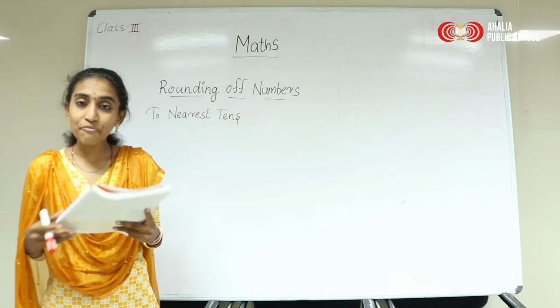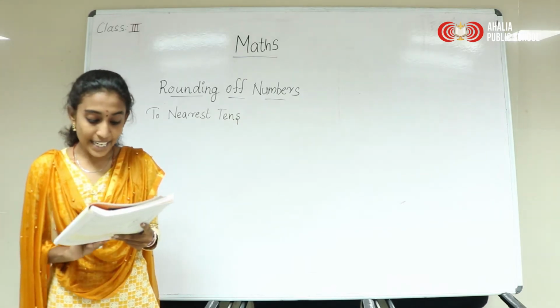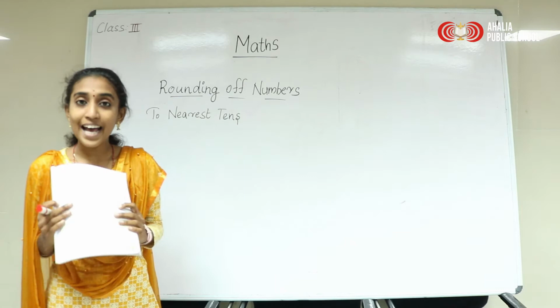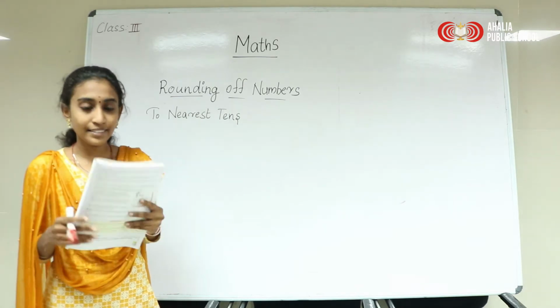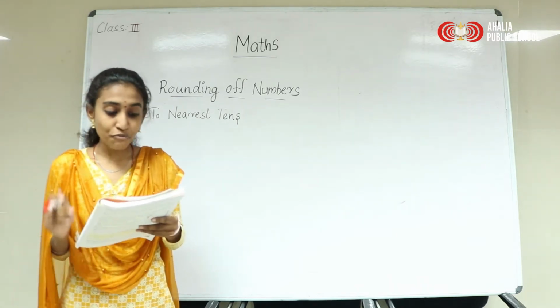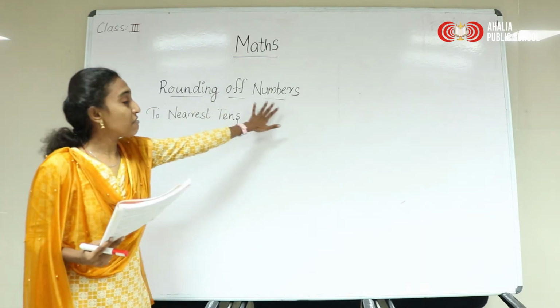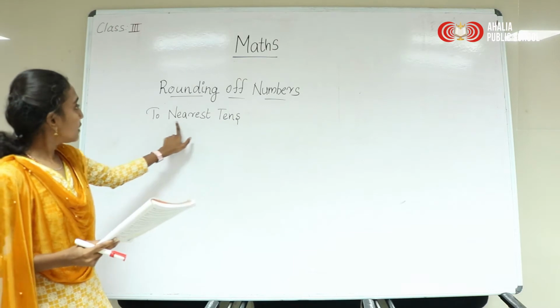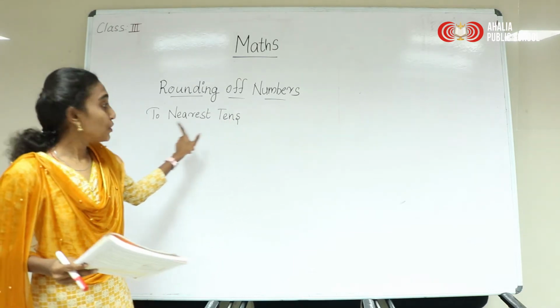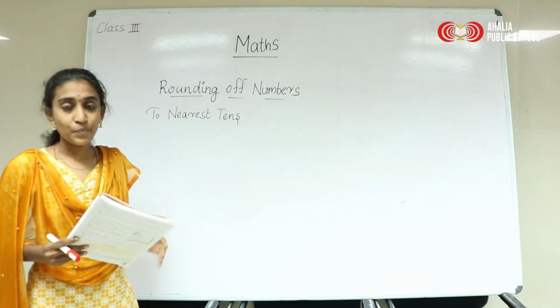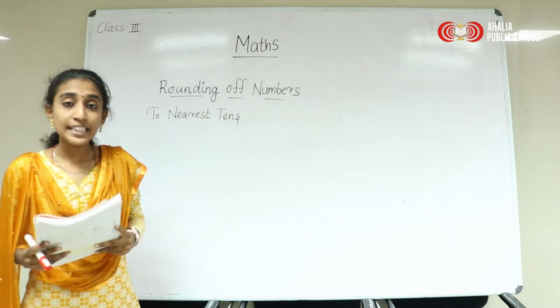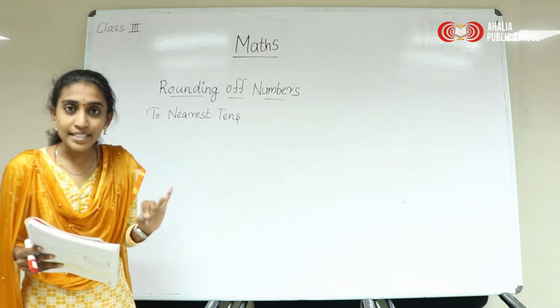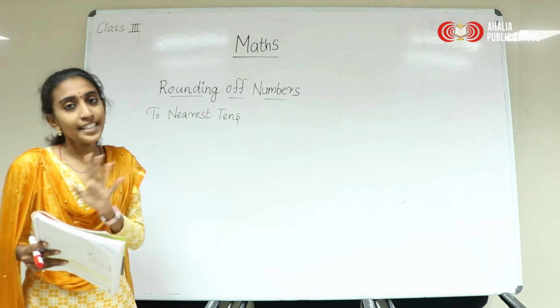First, everyone take your textbook and turn to page number 14 and have a look at the textbook while ma'am is telling you the topics. Okay? So first is rounding of numbers. Let us check rounding of a number to the nearest tens. What are the tens values, children? Yes, 10, 20, 30, 40, etc.